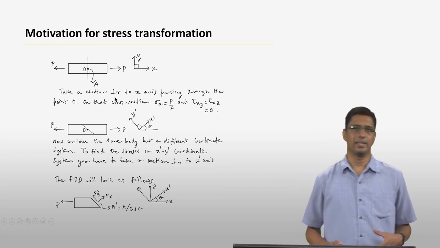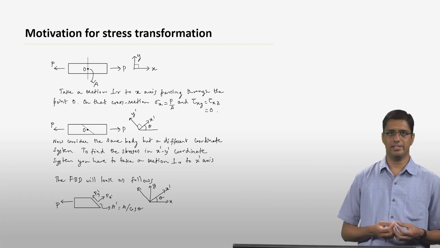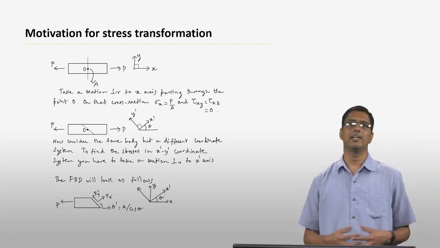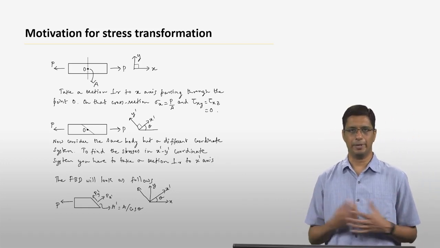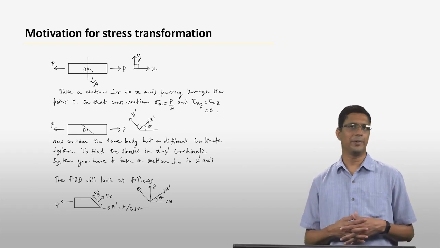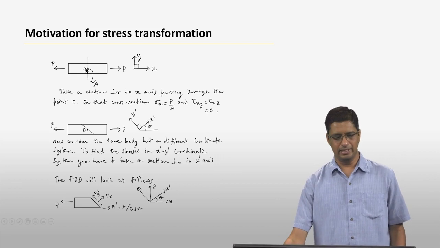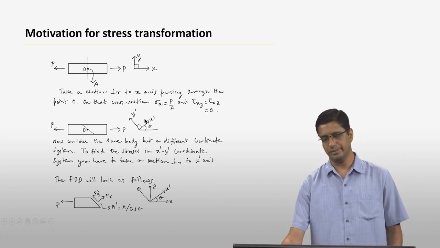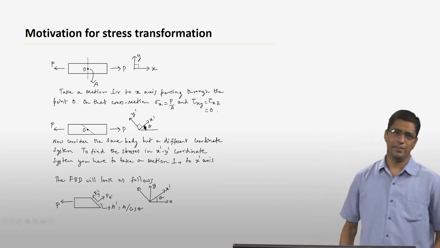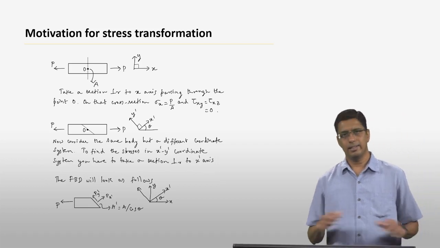And we know that in that particular cross section, you are going to only have one stress, which is sigma x. And the value of that sigma x is going to be P over A. And it is going to be P over A for every point in that cross section, but we are just looking at this one specific point O in that cross section. And we also know that all the other stresses are zero.